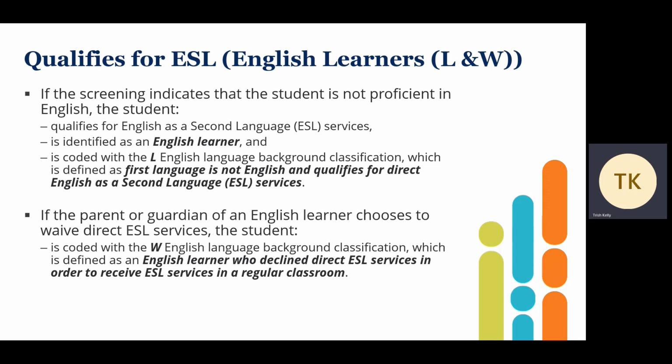In the second scenario, the student qualifies for ESL. If the screening indicates that the student is not proficient in English, the student qualifies for English as a second language services, is identified as an English learner, and is coded with the L English language background classification, which is defined as first language is not English and qualifies for direct English as a second language services. If the parent or guardian of an English learner chooses to waive direct ESL service, the student is coded with the W English language background classification, which is defined as English learner who declined direct ESL services in order to receive ESL services in a regular classroom.